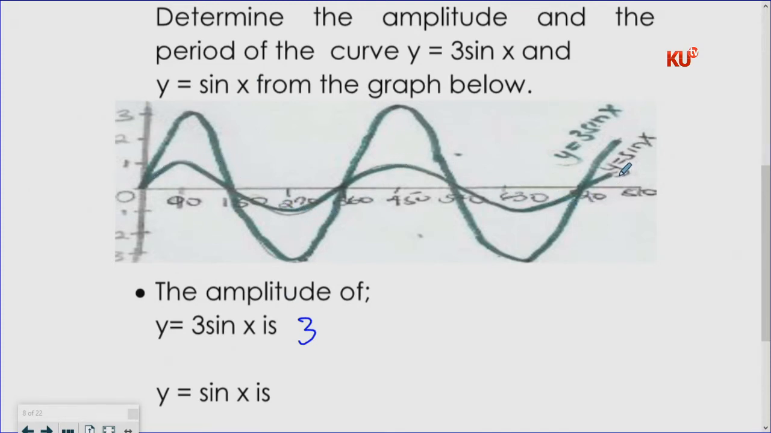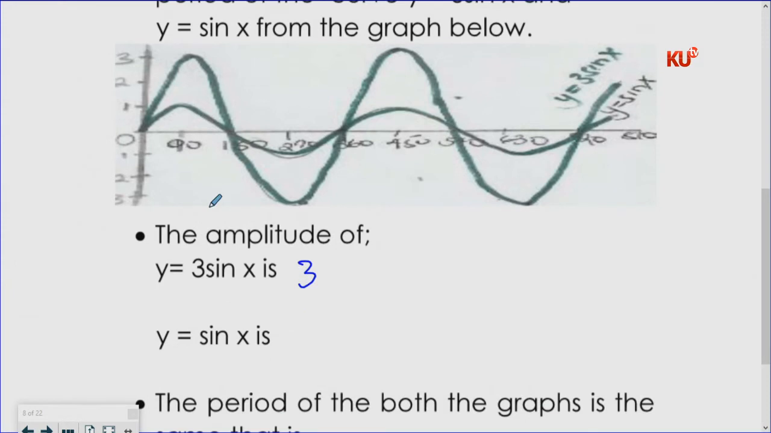The wave of y is equal to sine x. So the amplitude, the maximum, just look at the maximum. The maximum is this particular point. If you look at my sketch here, the maximum should give me 1. That is the amplitude of this particular wave. So the amplitude of the second curve, y is equal to sine x, is 1. So I hope now you know how to get the amplitude from the graph.